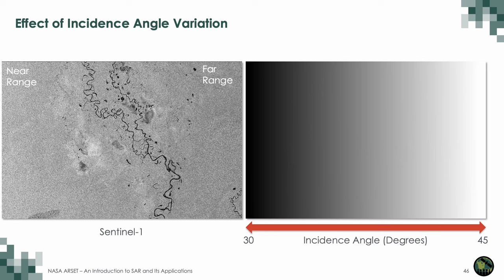Every surface feature will have backscatter that is a function of incidence angle. So you need to be careful when comparing the backscatter of a feature when there is a large variation in incidence angle.